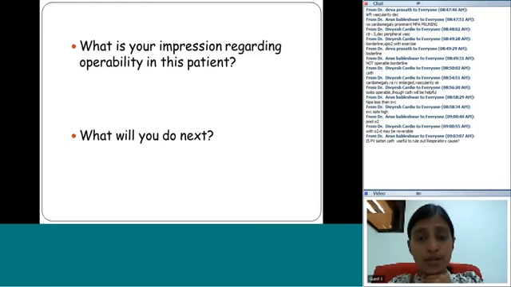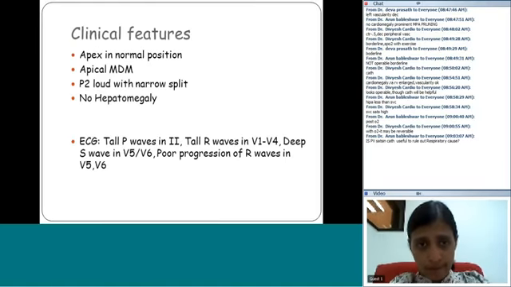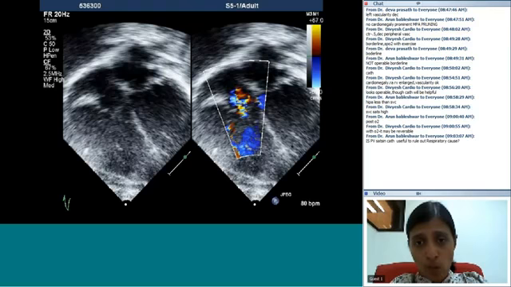I'm just trying to see if I gave you a saturation for this patient. No, I should have done. But anyway, what is your overall impression of the operability of this patient? Here again, LV looks dilated to me.